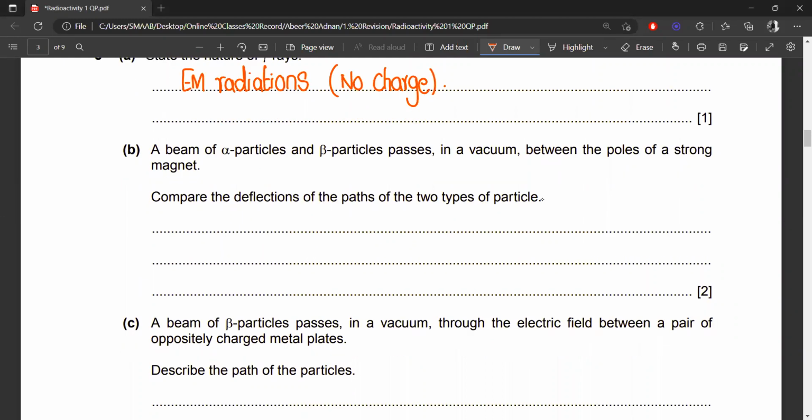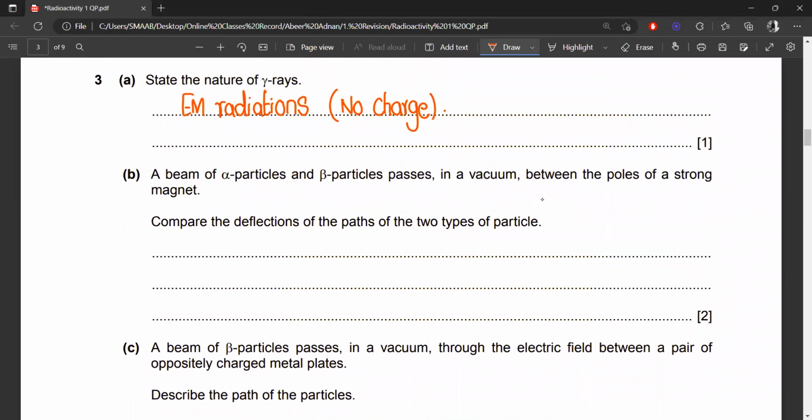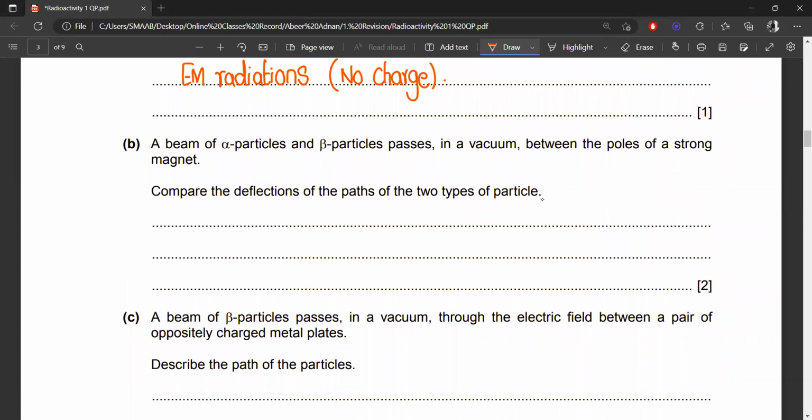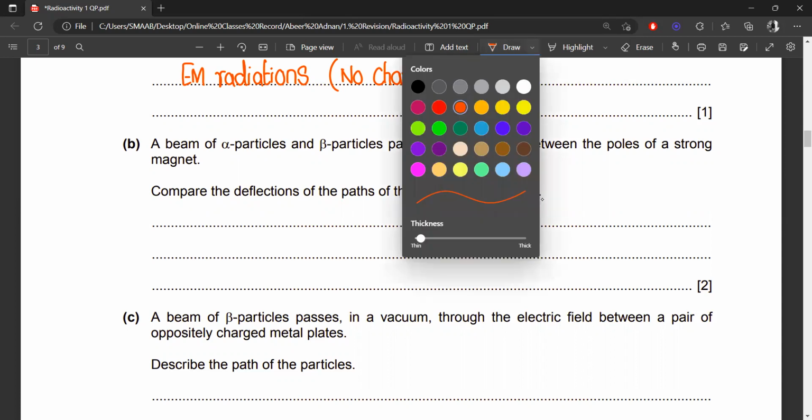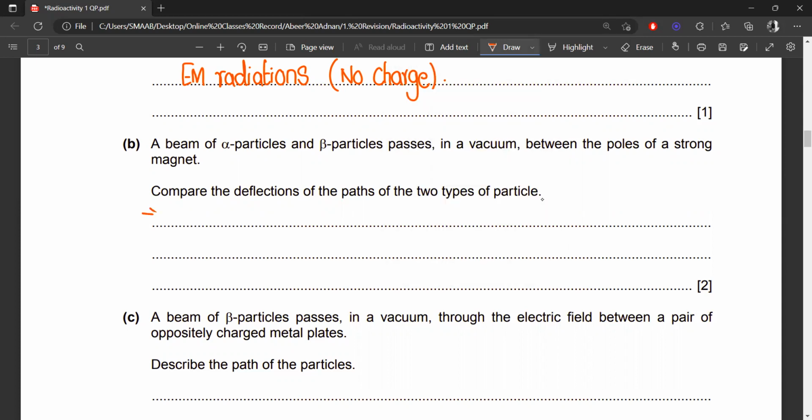Okay, so part B of this question: a beam of alpha and beta particles passes in a vacuum between the poles of a strong magnet. Compare the deflection of the paths of the two types of particles. We already discussed in the last question that the deflection of the alpha particle is less than the deflection of the beta particle, right? And one more important thing, because the question is of 2 marks, you need to identify another property.